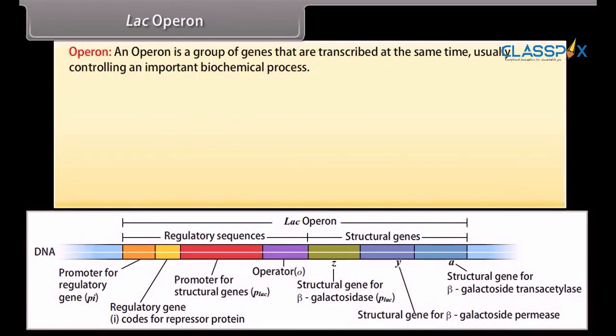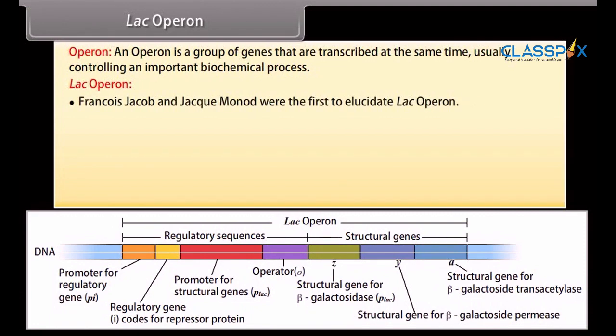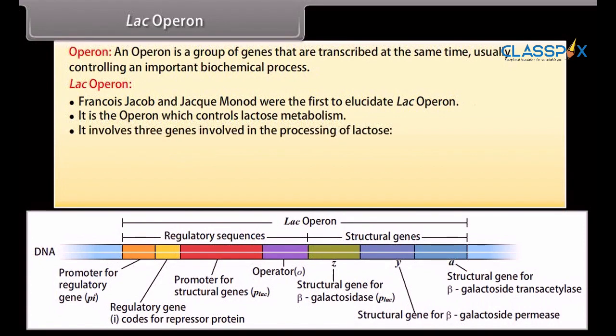Lac operon. An operon is a group of genes that are transcribed at the same time, usually controlling an important biochemical process. Francois Jacob and Jacques Monod were the first to elucidate the lac operon. It is the operon which controls lactose metabolism. It involves three genes involved in the processing of lactose.